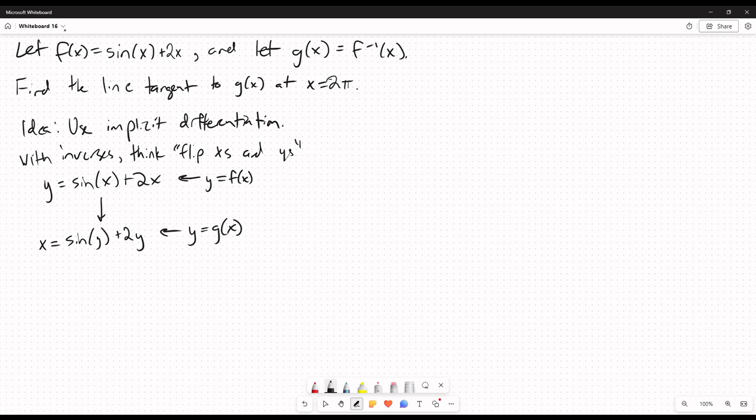And now that we've found this equation here, I do not need the first equation at all. So I'm just going to scribble it out. I'm not going to use it in the rest of my work. So we have x equals sine of y plus 2y. I want to find y prime. To find that, I'm going to use implicit differentiation.